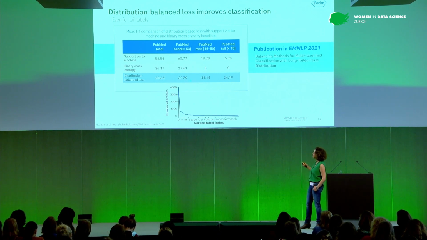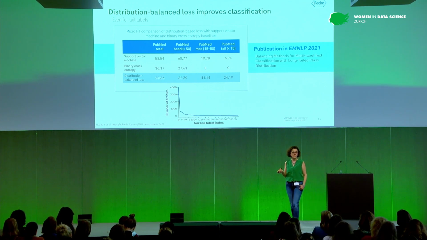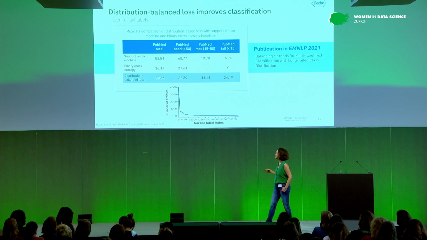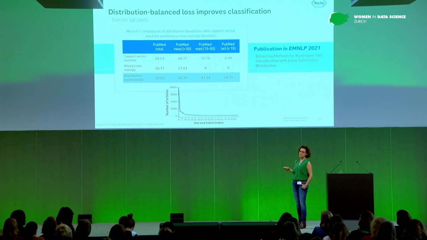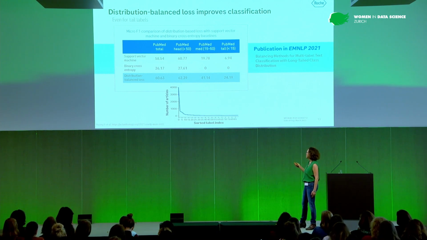For the head labels, we do get some improvement. What does head label mean? Head labels means those labels where you have more than 50 instances. And here's how the class imbalance looks like.